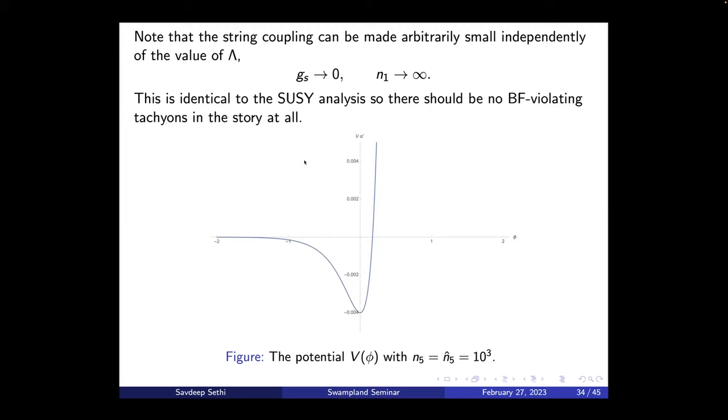And to show you we're not cheating, here's a graph of the potential energy for the dilaton as a function of phi, and you see the minimum sitting right there. This is for some values of n5 hat.